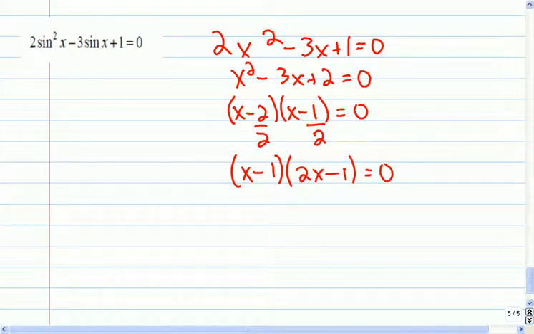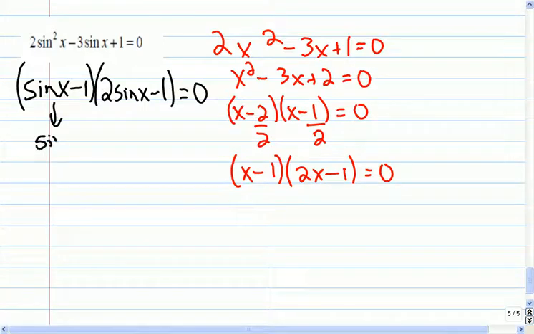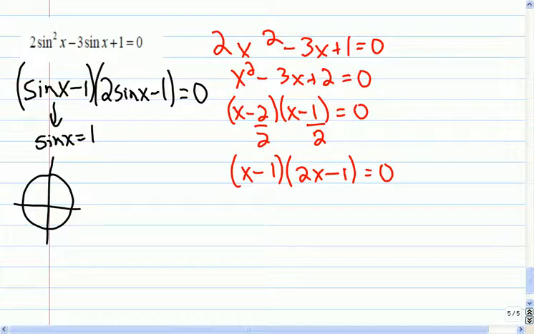So for the equation that I was working on, what I really have here is sine x minus 1 and 2 sine x minus 1. Okay, so the two equations that I'm looking at, the first one is where sine x equals 1, and sine is the y-coordinate. That's the position right there. So that happens at 90 degrees or pi over 2.